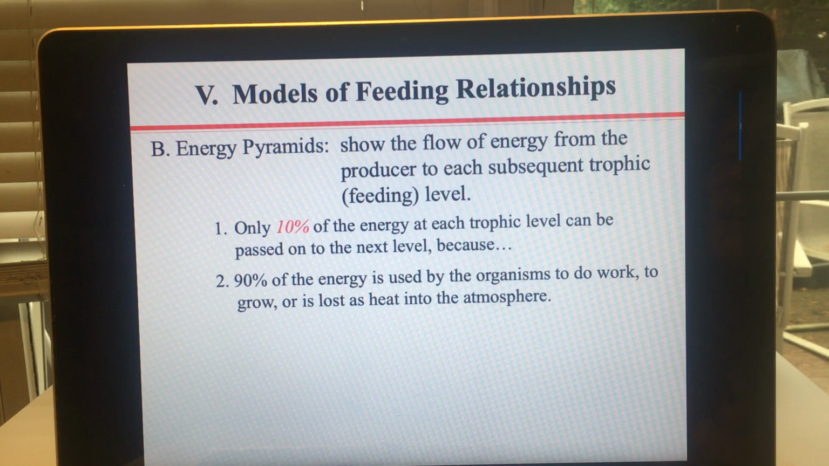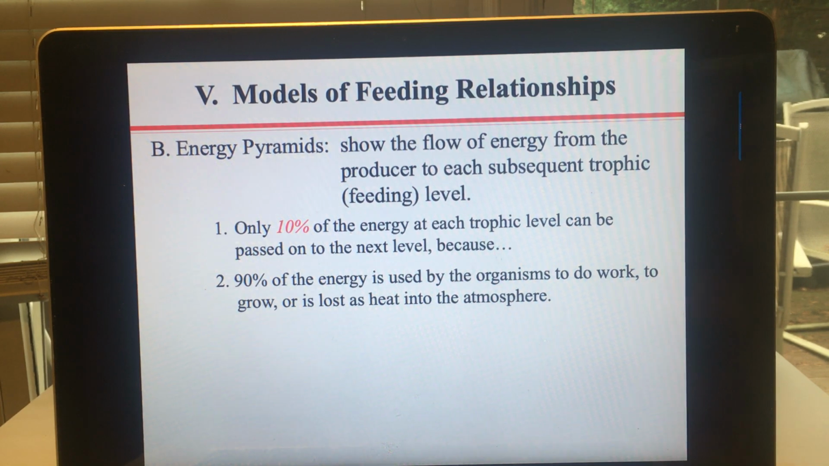So heat escapes into the atmosphere, but living things can't use heat to do work at the cellular level. Living things need chemical energy to do work, so carbohydrates, lipids, or proteins specifically. So the energy isn't destroyed, but it's lost in a usable form from the ecosystem.